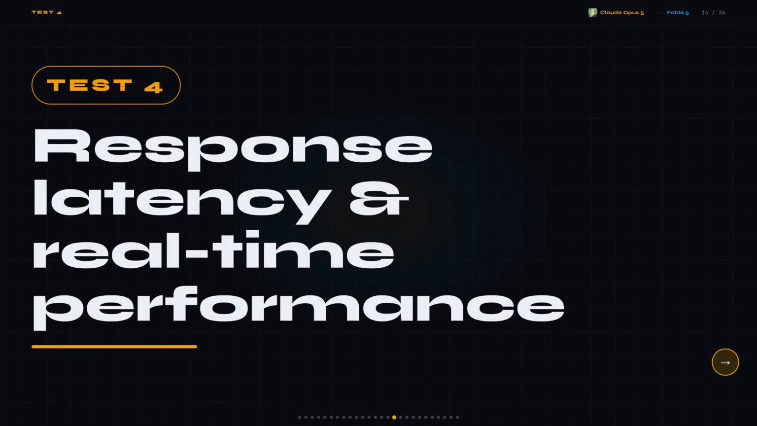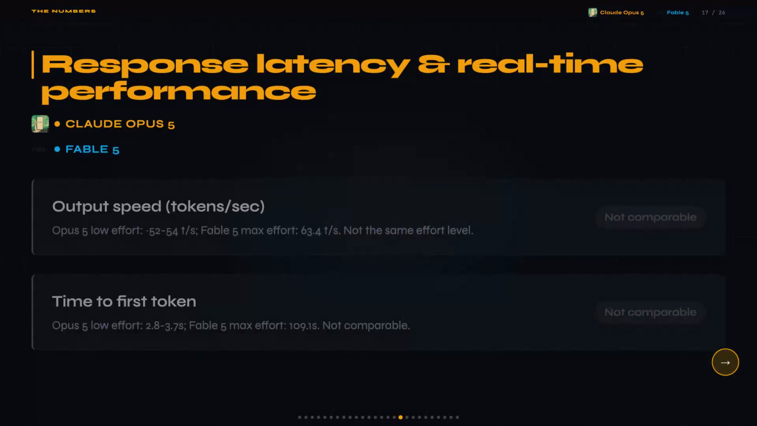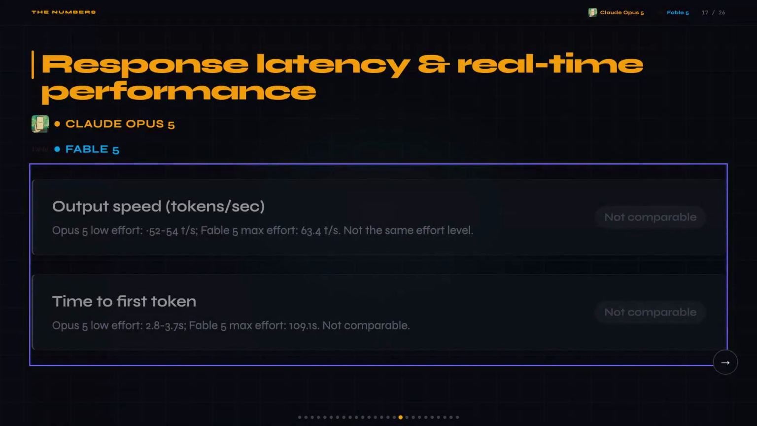Slow time to first token kills user-facing products, because if your app sits there for 109 seconds before the first word appears, users bounce. And that's not a hypothetical, that's a real number from the Fable 5 latency data at max effort. What surprised me is how incomparable these numbers actually are.